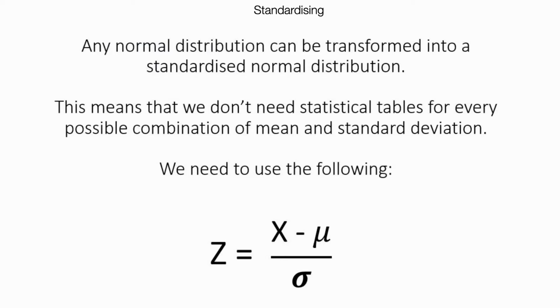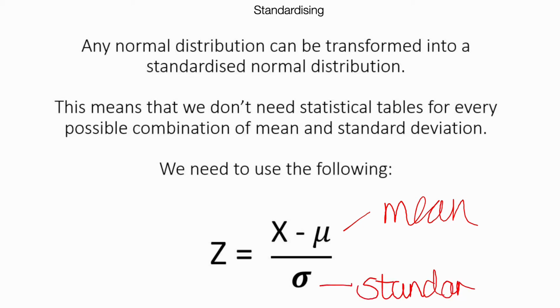So x is the value that we are using. Mu here is the mean, and this is the standard deviation. So we're going to use this formula here, which might look confusing, but after you've used it a few times, it should make some more sense.